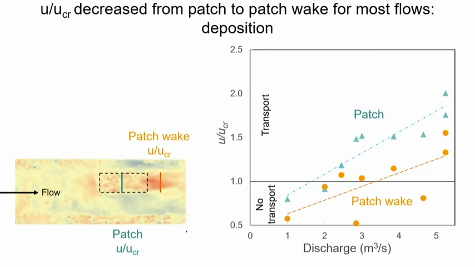Similarly, we asked what's going on in the patch wake where we saw consistent deposition. We compare U over U crit in the patch to U over U crit in the patch wake. Patch is in green, patch wake is in orange. We see that the patch consistently had higher U over U crit than the wake, which means U over U crit is decreasing as we're moving from the patch to the wake. Decreasing U over U crit predicts deposition, and that's what we saw. So again, these flow measurements are representing at least some of the mechanics we expect to explain why we see deposition and erosion around the patch.